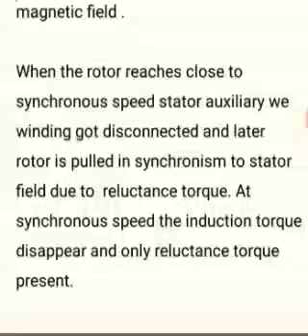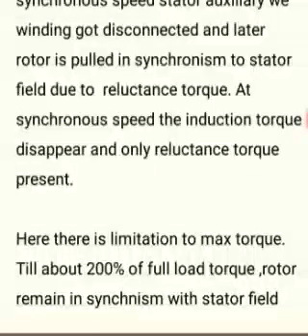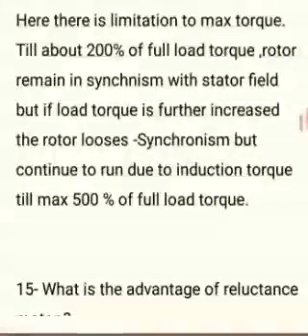When the rotor reaches close to synchronous speed, the stator auxiliary winding is disconnected and the rotor is pulled into synchronism with the stator field due to reluctance torque. At synchronous speed, the induction torque disappears and only reluctance torque is present. Here there is a limitation to maximum torque. Up to about 200% of full load torque, the rotor remains in synchronism with the stator field, but if the load torque is further increased, the rotor loses synchronism but continues to run due to the induction torque, up to a maximum of about 500% of full load torque.